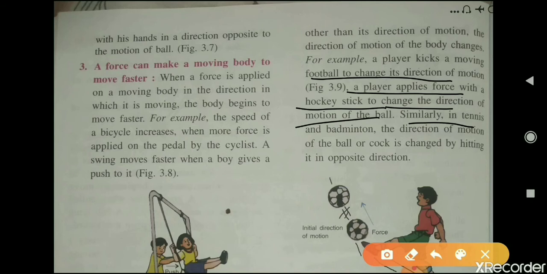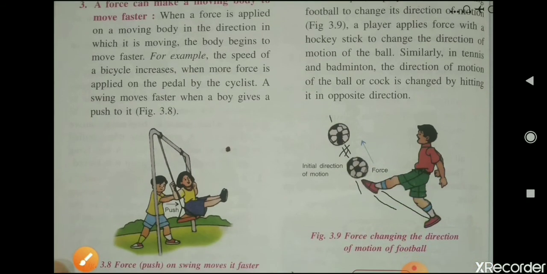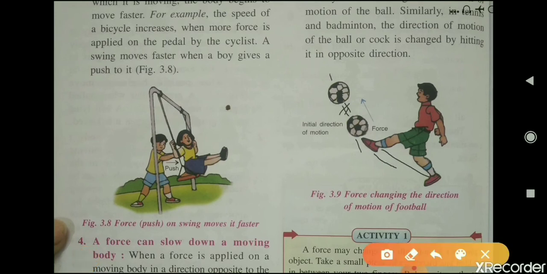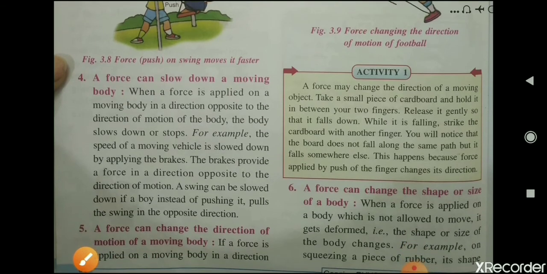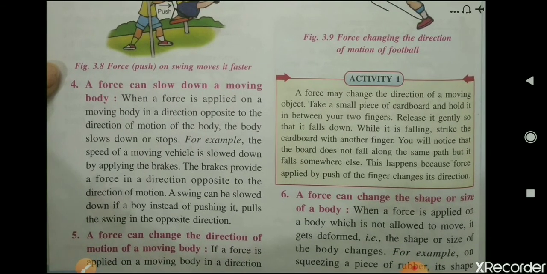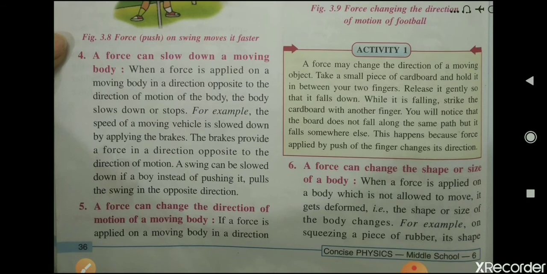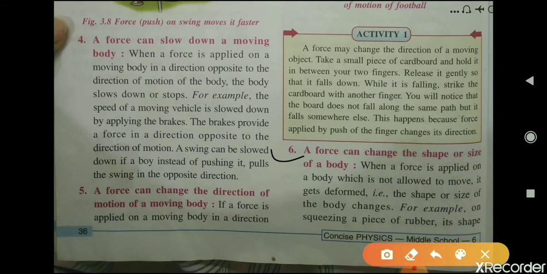Similarly, in tennis and badminton, the direction of motion of a ball or a cock is changed by hitting it in the opposite direction. You can see in the picture, this ball is coming towards a boy, but as soon as the boy kicks the ball, its direction will be changed. Okay, so this is the fifth effect of force, that a force can change the direction of motion of a moving body. Understood?